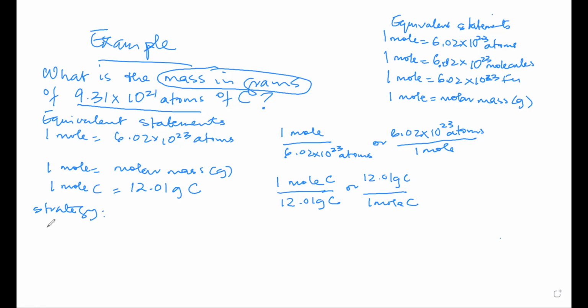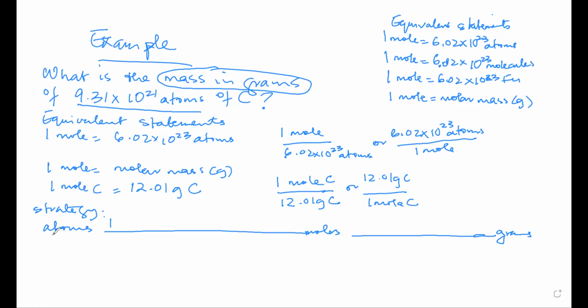So we are going from atoms to moles to grams. One thing you know, mole is like a bridge. You can't go from one unit to the other without going through mole. It's like a bridge. Okay? So if you're going from atoms to grams, you must pass through mole. Take note of that, very important.